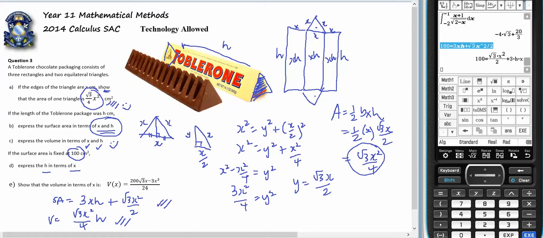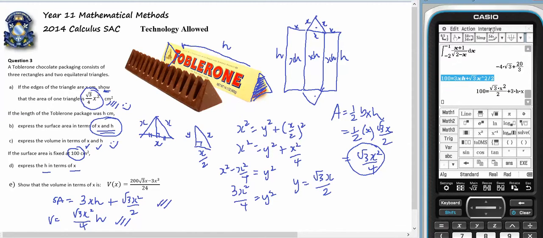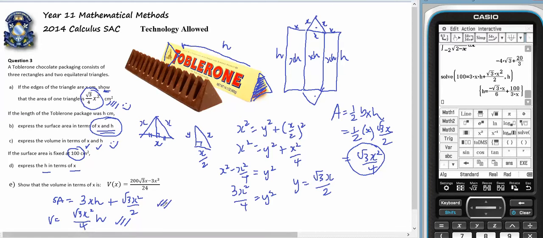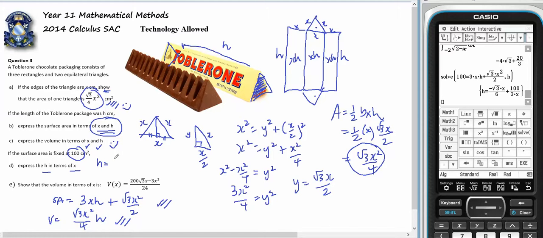Interactive, advanced, solve for the variable h. Okay, so h equals 100 on 3x minus root 3 x on 6. Show the volume in terms of x is this. So this is my expression for volume.